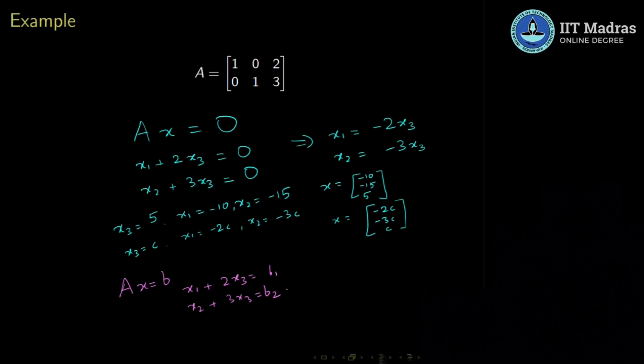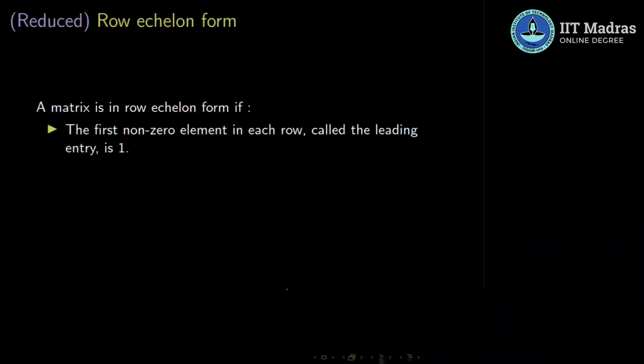Yeah, we could read off all the solutions not only to Ax = 0, but Ax = b for any b. Okay. So, matrices of this form have a name. It is called the row echelon form, and that is what we are going to study in this video. So, when is a matrix said to be in row echelon form?